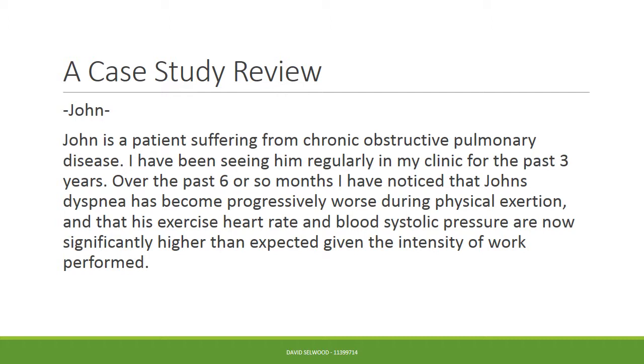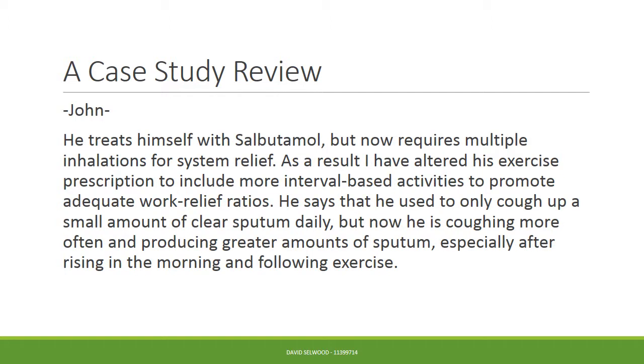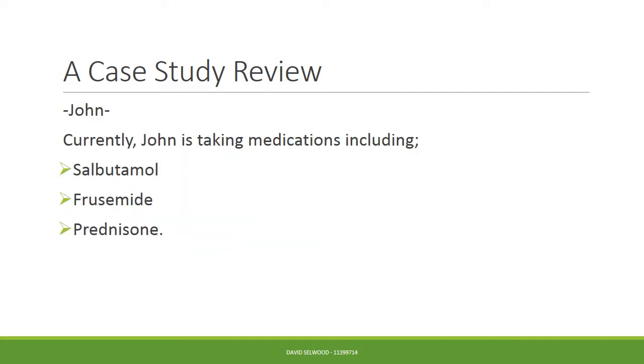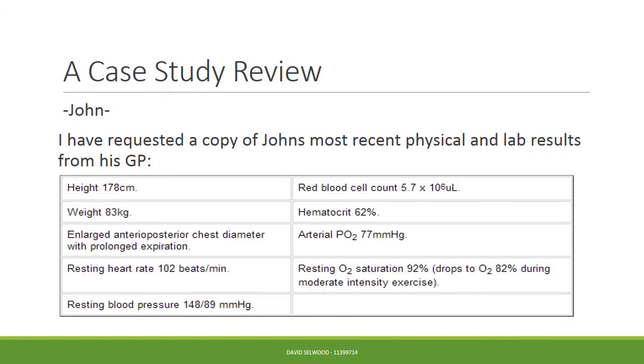So I've got 2 pages of case study review, which is this first one and this second one also. Currently John is taking 3 types of medication, which include salbutamol, furosemide and prednisone. I've also requested a copy of John's most recent physical and lab results from his GP, with the table below showing those.